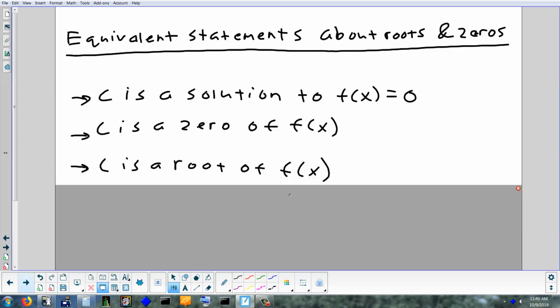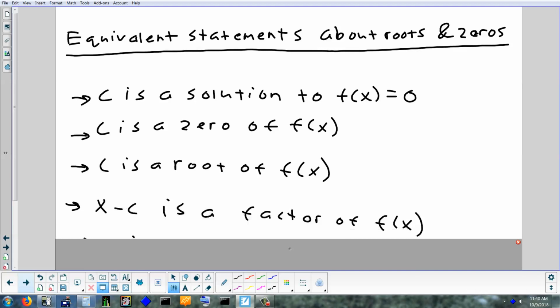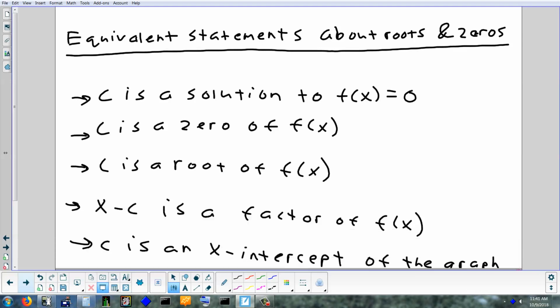Okay, so if a number is a root, it means it's a 0. It means you can plug it into an equation and get 0 as the answer. It also means it's an x-intercept. If a number is a root, that's where it crosses the x-axis. But that last one, that one's probably the most important. This one's important. If you find a number that is a root, that means x minus that number is a factor.